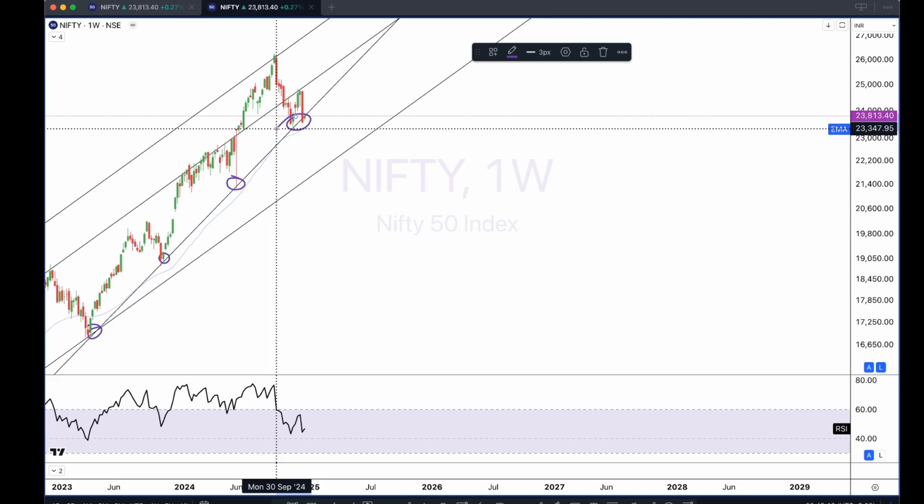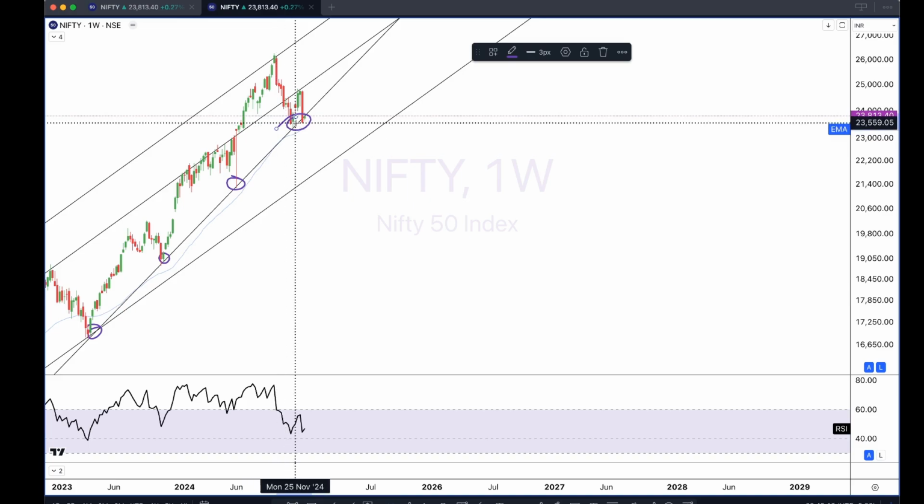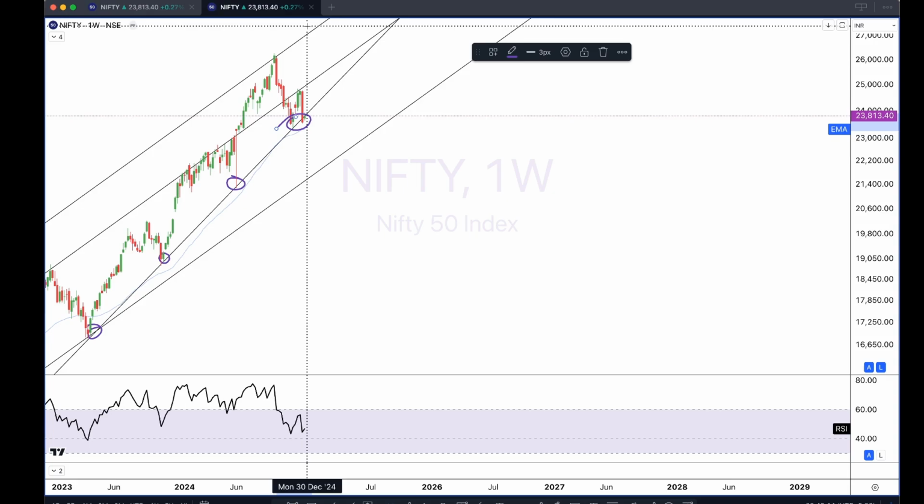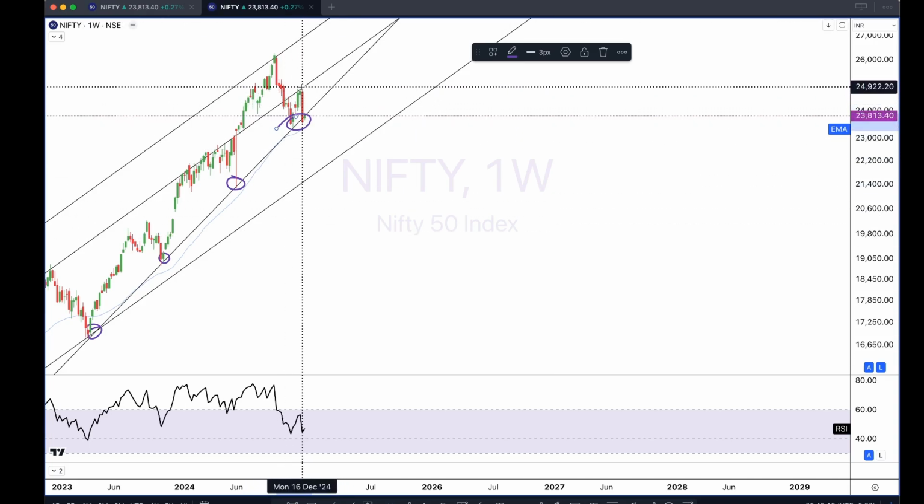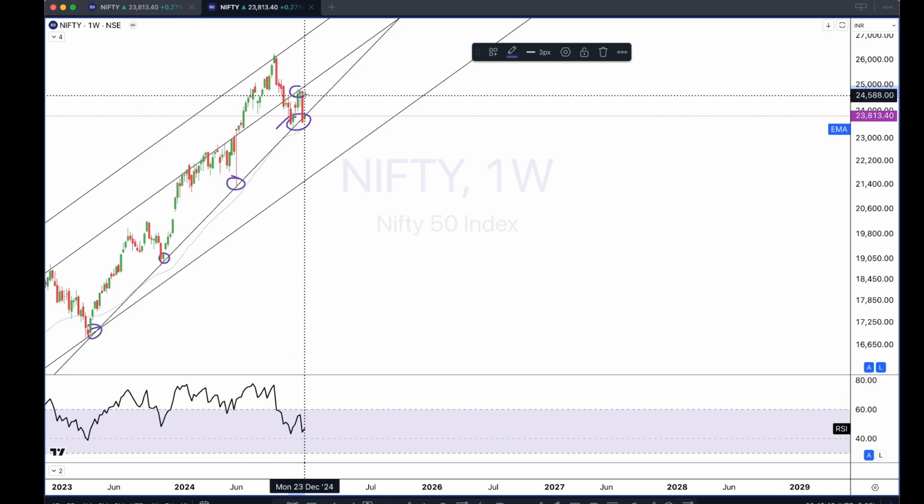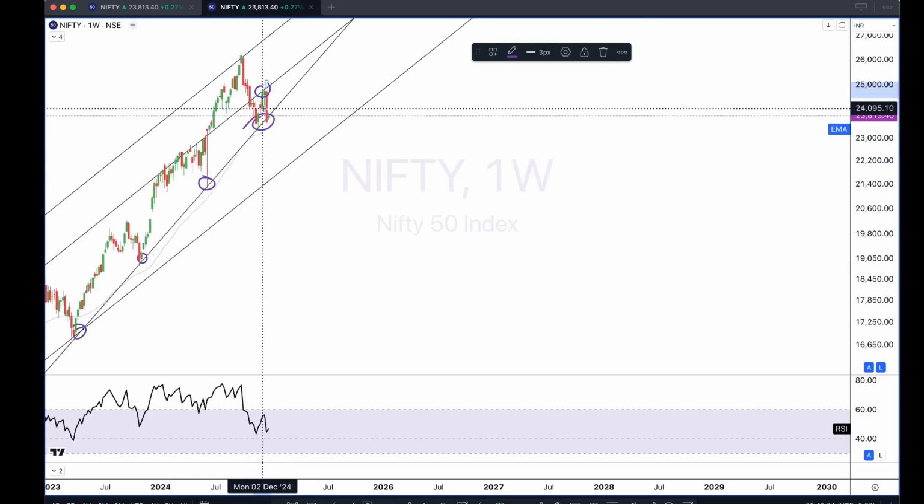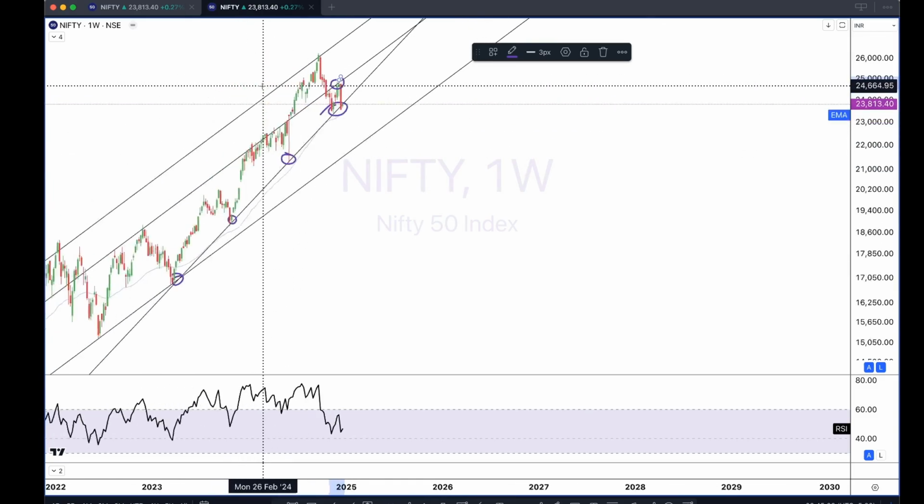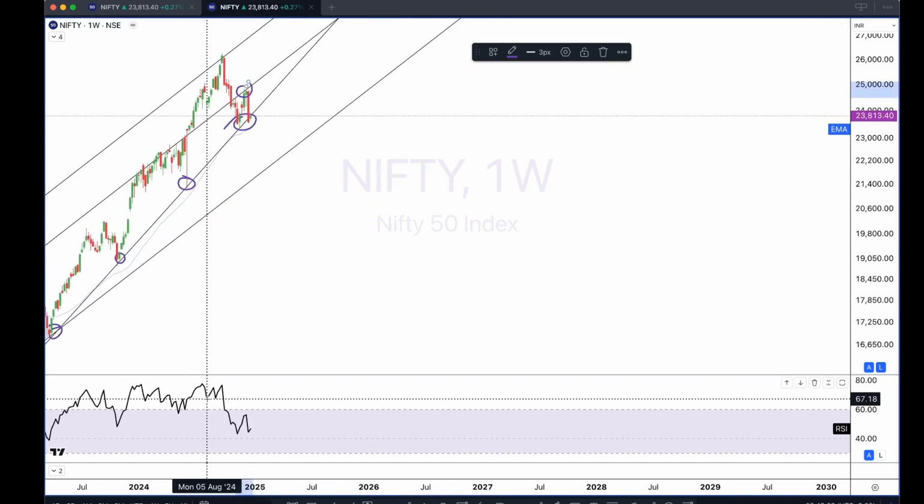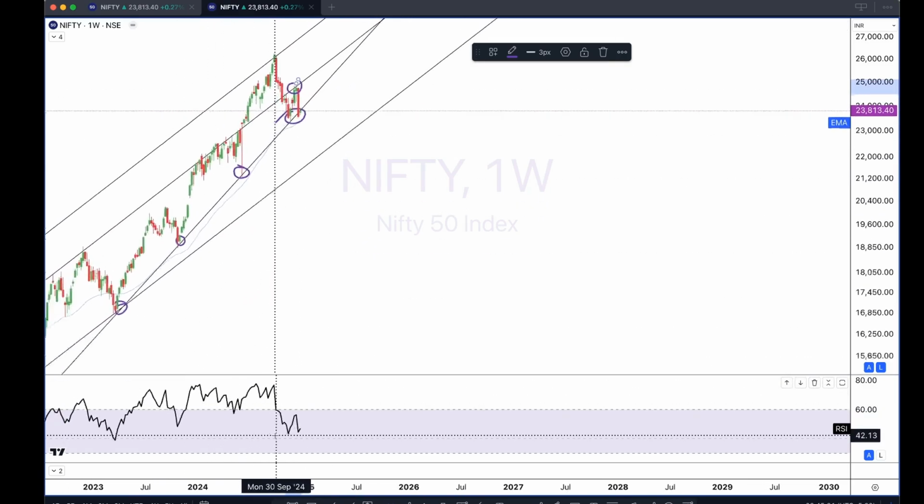If it sustains, we can expect reversal and an upward trajectory. What you will also notice here is that the broader trendline channel that is formed has also acted as a resistance. Right? So with that information, now let's turn our attention to the momentum indicator, that is the RSI.